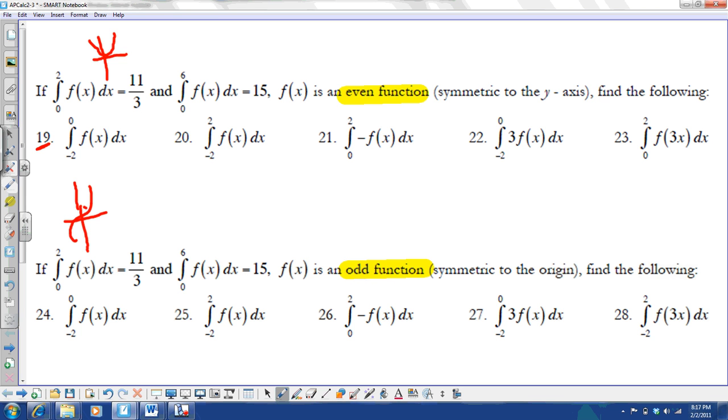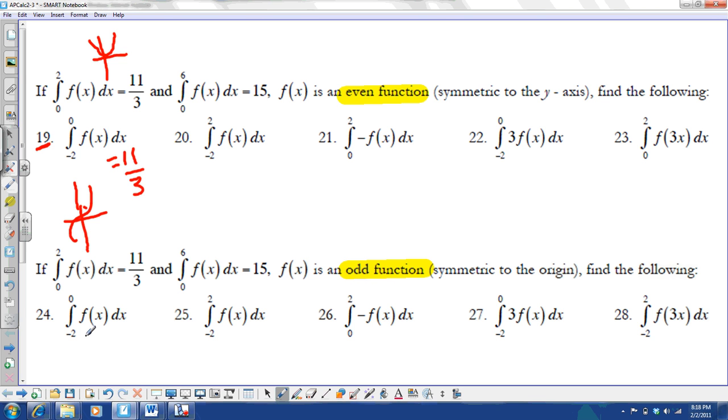So in number 19, they want the integral for the area under the curve from -2 to 0. Well, when you have an even function and it's symmetric to the y-axis, they gave us the integral from 0 to 2 is 11/3. So since the function is symmetric to the y-axis, the answer for number 19 is also going to be 11/3.